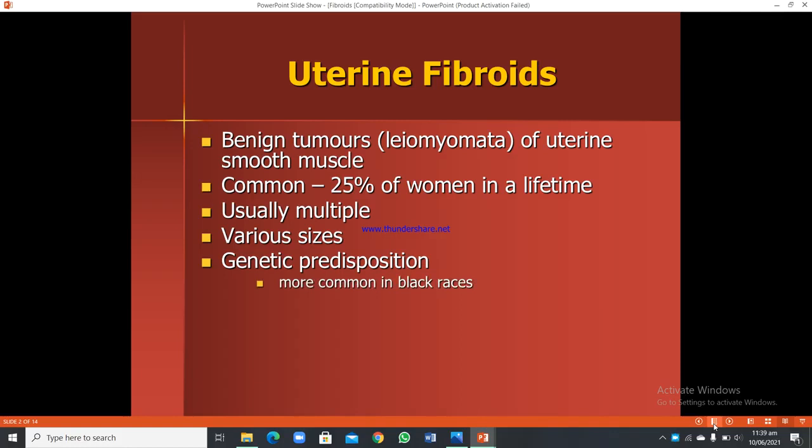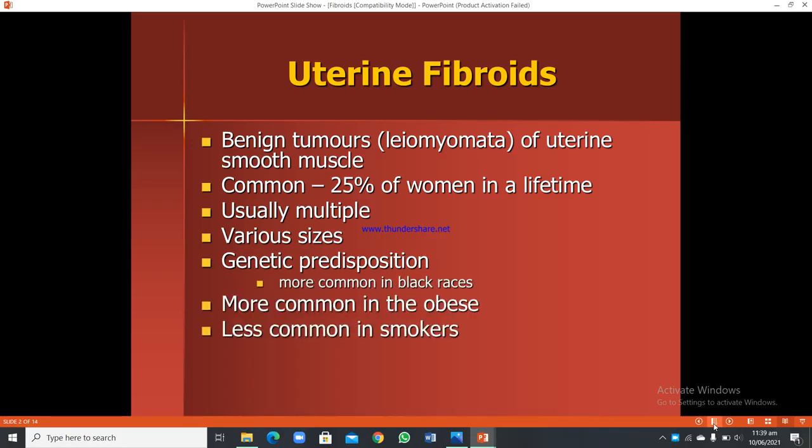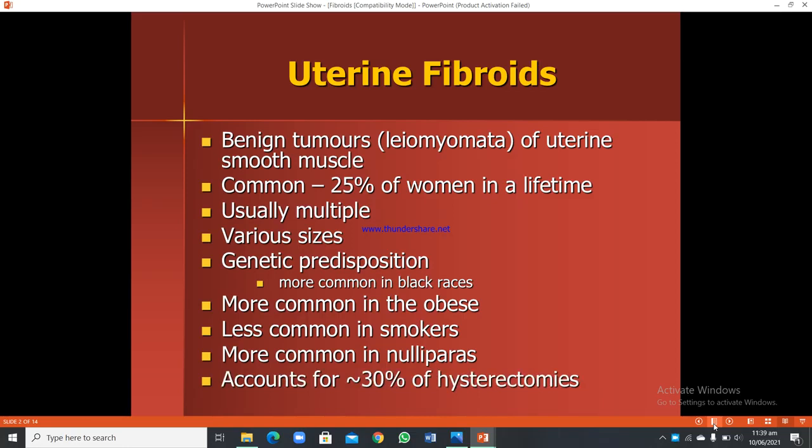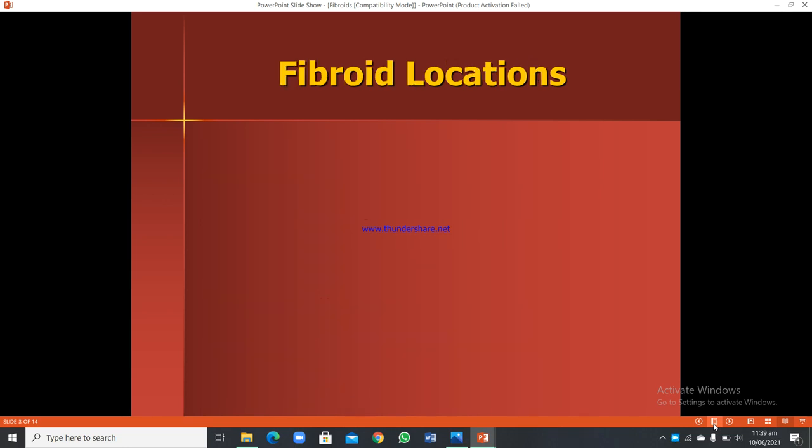More common in black races, more common in obese women, less common in smokers, more common in nulliparous women. It accounts for almost 30% of hysterectomies. If you see the uterus after hysterectomy and cut in this section, you will appreciate the presence of multiple fibroids.